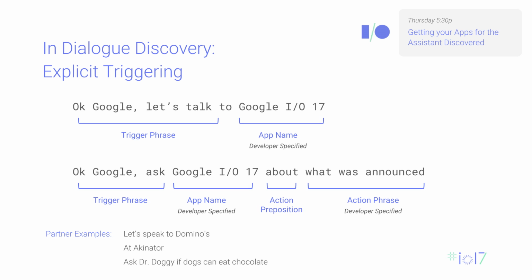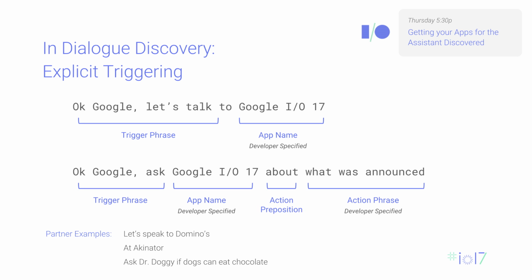A user can also deep link directly to an answer. So to extend the demo that Adam just did, a user can say, hey, Google, let's talk to Google I/O 17. And then we introduce the app. And they can also say something like, hey, Google, ask Google I/O 17 about what was announced. And we'll introduce the app and then take the user directly to the answer.